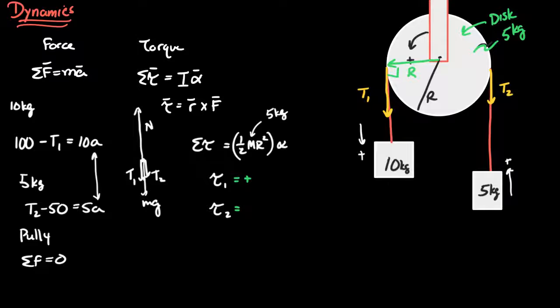The torque is pretty straightforward, though. It's just going to be R times T1. I could put times a sine of 90 degrees, but we know it's always going to be sine 90 for a situation like this.